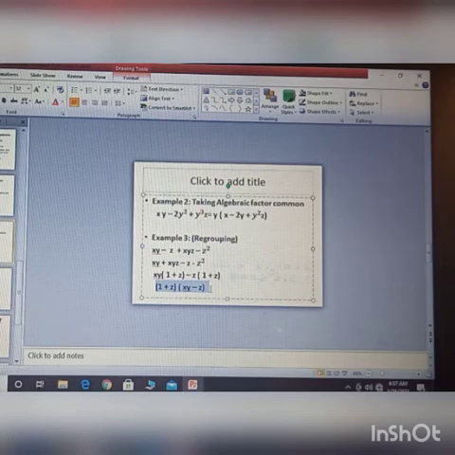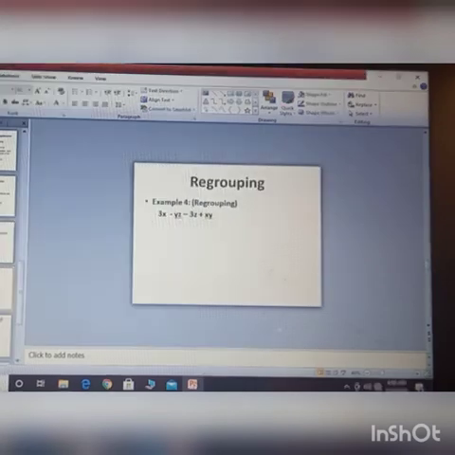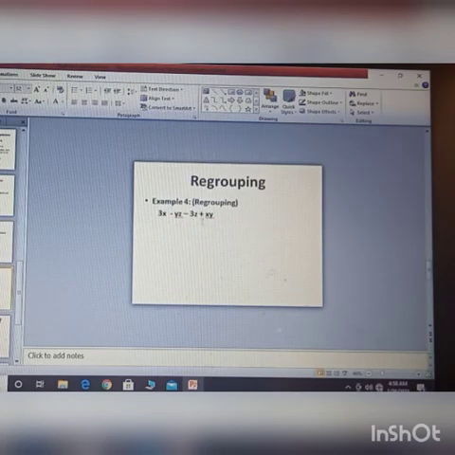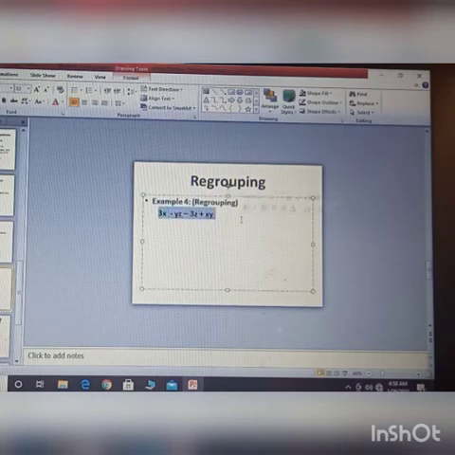This is done, and I hope you people have understood. It's not difficult, it's very easy. With practice this concept gets very well. And there is a last example here, regrouping again. So let's do this example as well.